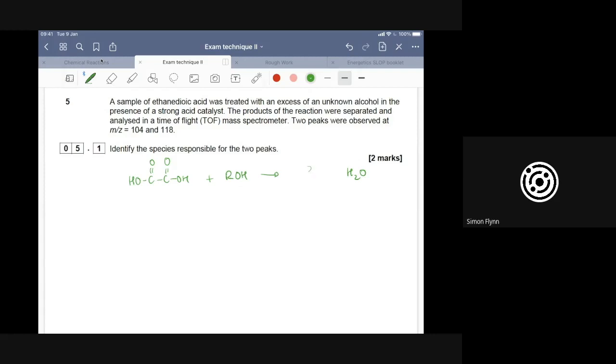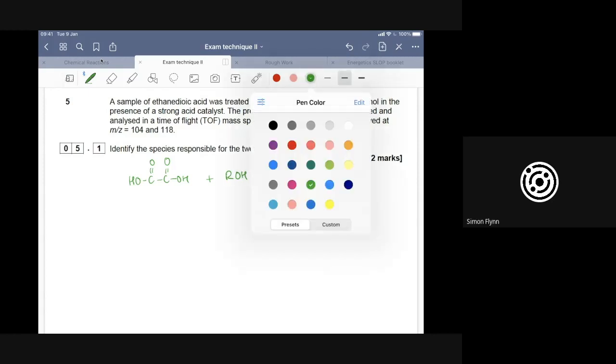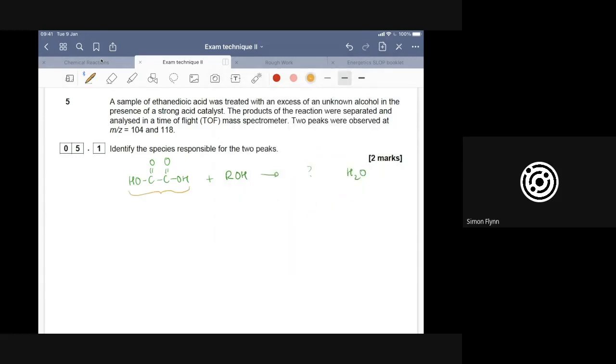Okay, what's going on here? So the first thing to do would be to think, what is the mass of that? And actually, it's just like the one we did earlier. It's 2 carbons, 4 oxygens, 2 hydrogens. If you remember earlier, that was 90. So why are we getting 2 peaks? Well, this is the tricky bit. That's because we could have 1 ester, or we could have a diester.